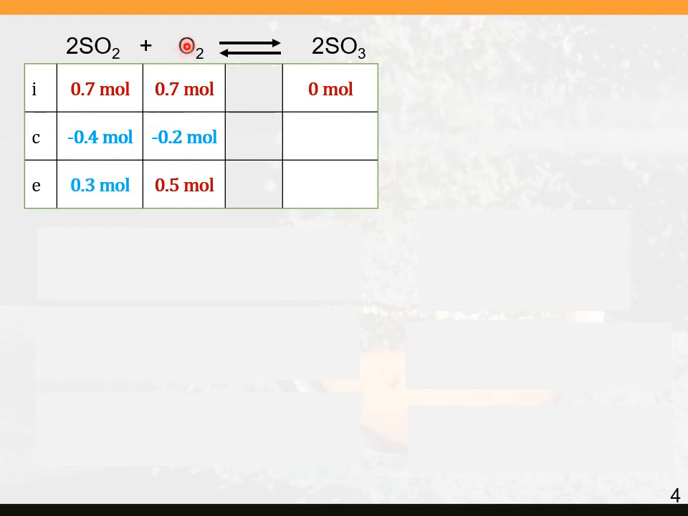Similarly, the ratio between oxygen and sulfur trioxide is 1 to 2. If 0.2 moles of oxygen is being consumed, then 0.4 moles of sulfur trioxide must be produced. It's produced because sulfur trioxide is on the product side. The reaction is moving from left to right. Therefore, the reactants are decreasing, the product is increasing. Therefore, the positive sign. Therefore, the equilibrium amount of sulfur trioxide is positive 0.4 moles.